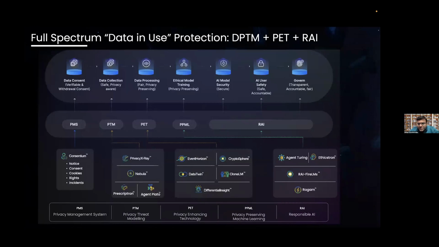This is our full platform. We call it PRAI, which includes the DPTM, which is data privacy threat modeling, plus privacy enhancing technologies, plus responsible AI technologies.